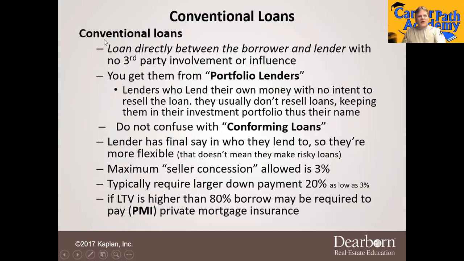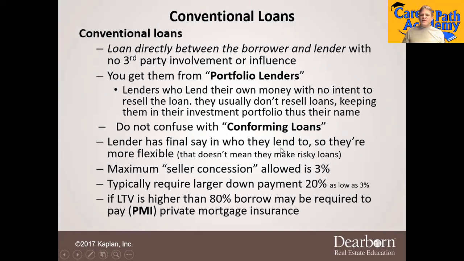Anyway, conventional loans are those directly between the borrower and the lender with no third party involvement or influence. Who do you get them from? Portfolio lenders. They're lenders who lend their own money with no intent to resell the loan. They usually don't resell those loans. They keep them in their own investment portfolio, thus their name, portfolio lender. Make sense? So portfolio lenders' loans are called conventional. They're directly between the borrower and lender. Don't confuse this with conforming loans, which you're going to see in chapter 15.